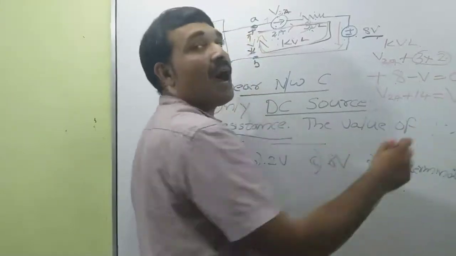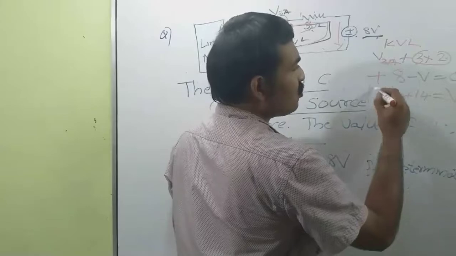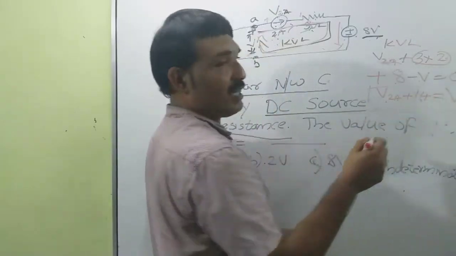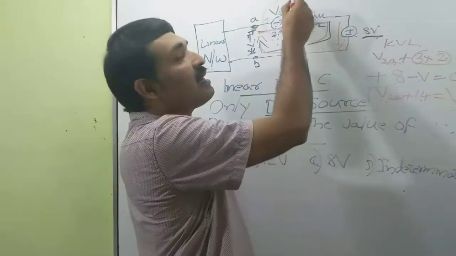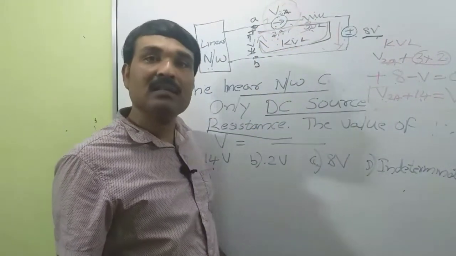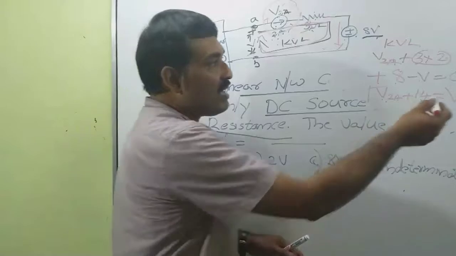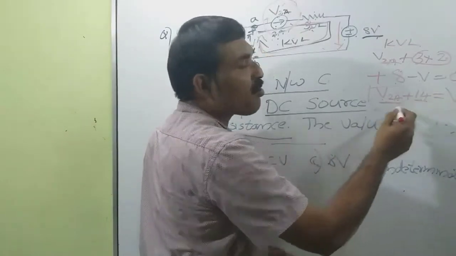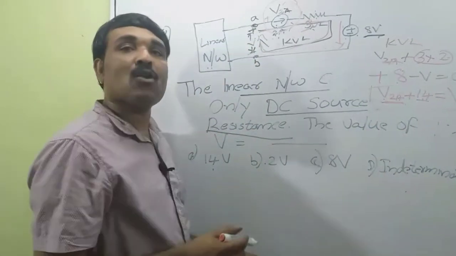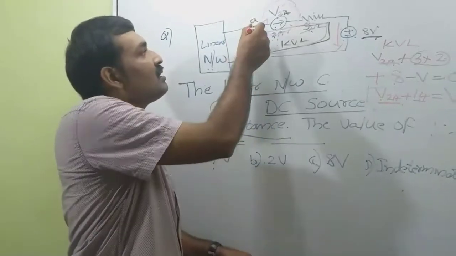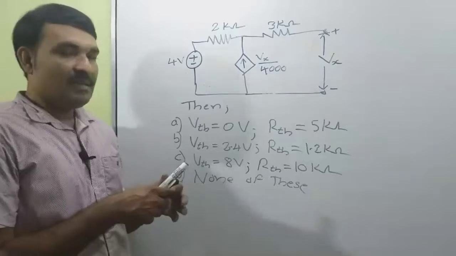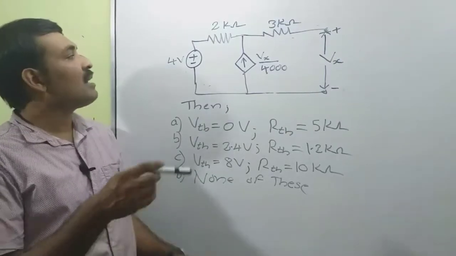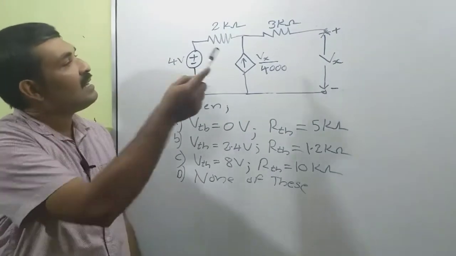I take V to the RHS. So V is equal to V2A plus 14. And the value of voltage across this independent current source is unknown. That may be any value. So V is equal to 14 plus an unknown value. So the correct option is we can't determine the value of V. So indeterminate.